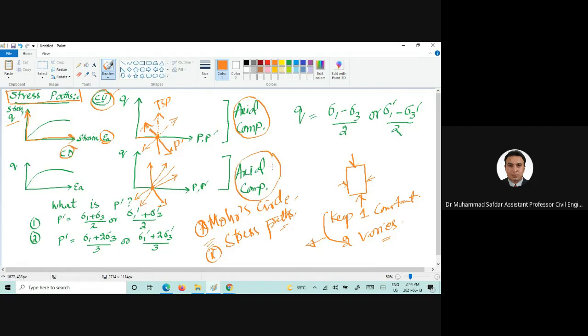Okay, that's good. Now we have had an excellent discussion on the stress path. So far we know that it depends upon the consolidated undrained and consolidated drained conditions. So I would say that drainage will definitely affect the stress path. The loading, whether it's axial compression or extension, will also affect the stress path.